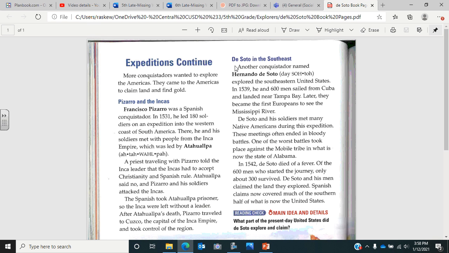In 1542, De Soto died of a fever. Of the 600 men who started the journey, only about 300 survived between sickness and battles. De Soto and his men claimed the land they explored. Spanish claims now covered much of the southern half of what is now the United States.